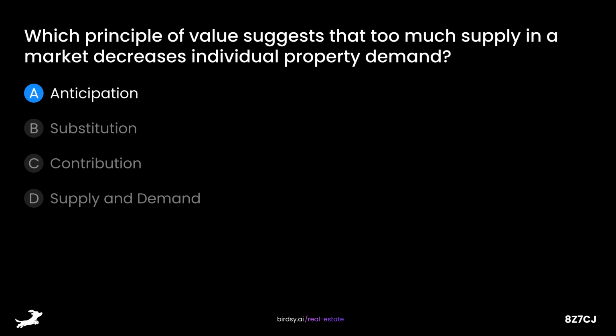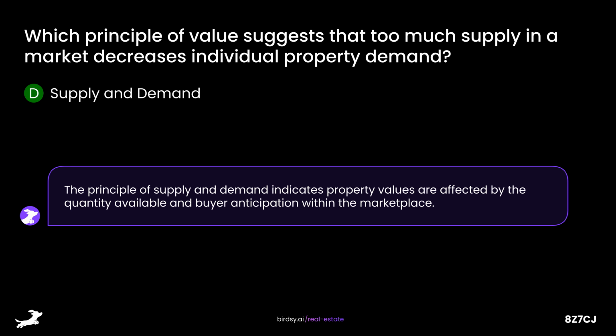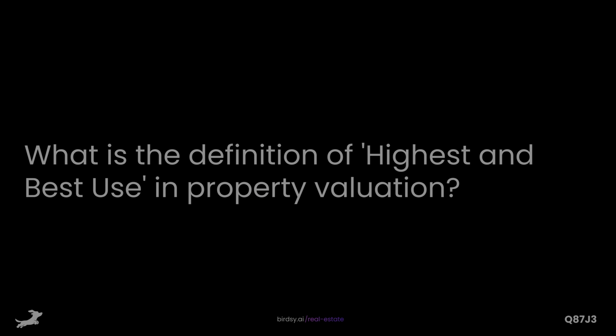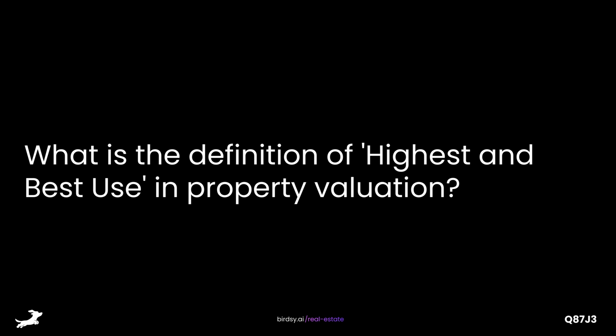Is it A, B, substitution, C, contribution, or D, supply and demand? The answer is D, supply and demand. The principle of supply and demand indicates property values are affected by the quantity available and buyer anticipation within the marketplace. What is the definition of highest and best use in property valuation?